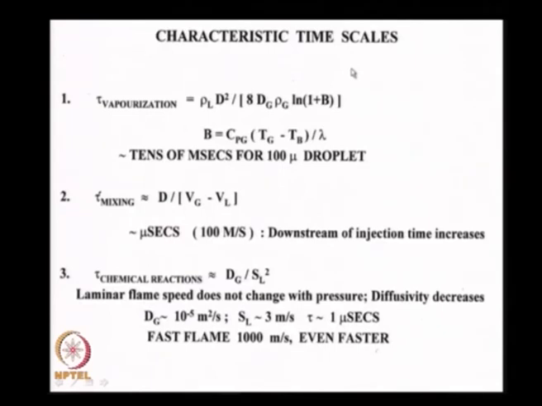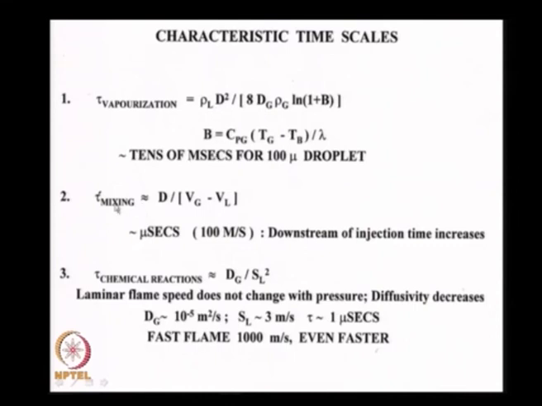We found the time for evaporation in terms of the transport number B. You will recall B was defined in terms of mass fraction. It is also possible to define it in terms of enthalpy divided by the latent heat of vaporization. The enthalpy is the difference in enthalpy between the hot gas temperature and the boiling temperature of the liquid, and therefore B becomes this enthalpy difference divided by the latent heat of vaporization of the liquid fuel. In this expression, lambda is the latent heat of vaporization and not the evaporation rate constant. The time taken for vaporization, typically for a 100 micron droplet, is around 10 milliseconds.